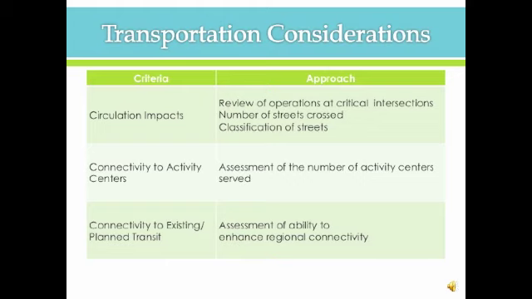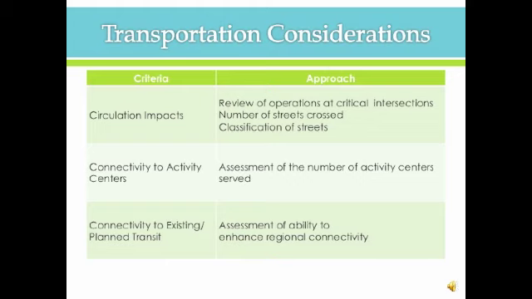Transportation considerations include the 3 evaluation criteria shown on this slide. Circulation impacts look at existing and future traffic conditions on roadways and at intersections along the proposed alignments, and consider how traffic conditions could impact the potential operation of the connector system.